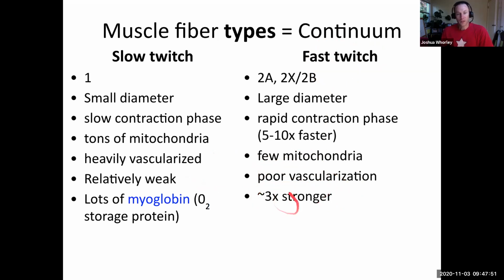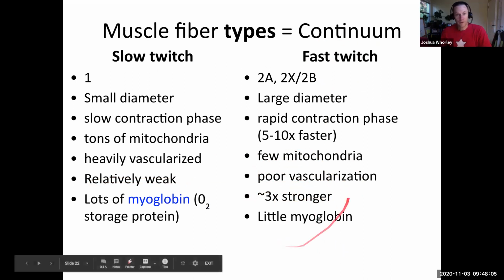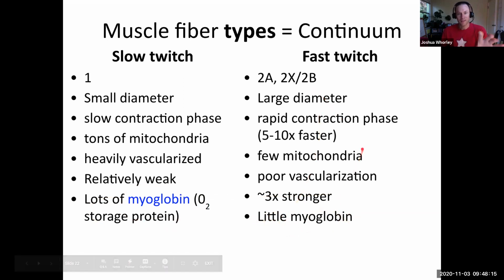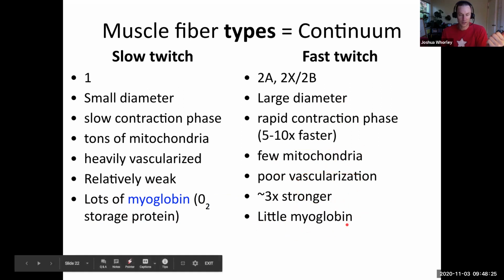They're about 3 times stronger than a type 1 fiber, right? So these are also great for short, intense bursts of activity, right? Think of lifting a really heavy weight, right? And they have very little myoglobin in contrast to these type 1s. So they're not storing very much oxygen within the muscle cell. So hopefully you can see this suite of characteristics means that these are not good at aerobic production of ATP. They're just not. They don't have the ability because they don't have many mitochondria. They don't have good vascularization. They don't store oxygen on site.